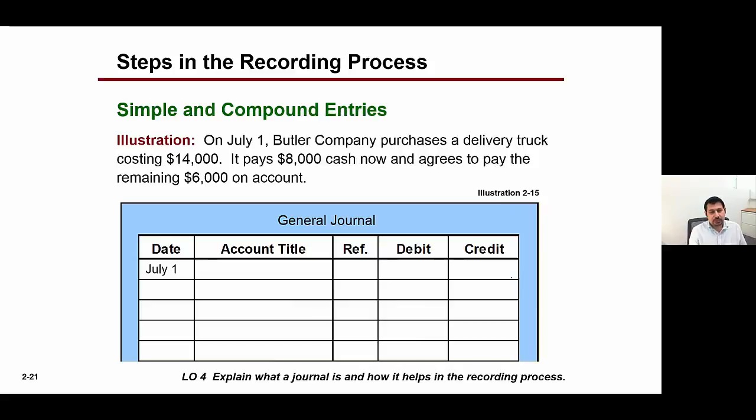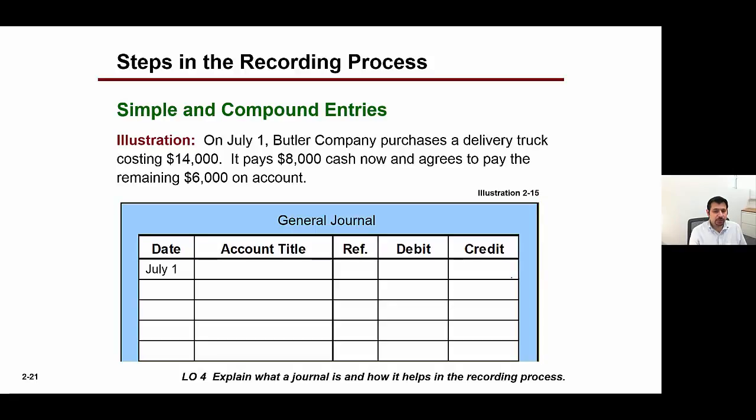Now this is a similar thing, however this is a compound entry. So on July 1st, Butler Company purchases a delivery truck costing $14,000. It pays $8,000 in cash and agrees to pay the remaining on account. Now, what accounts were involved in this transaction? First, we have equipment.